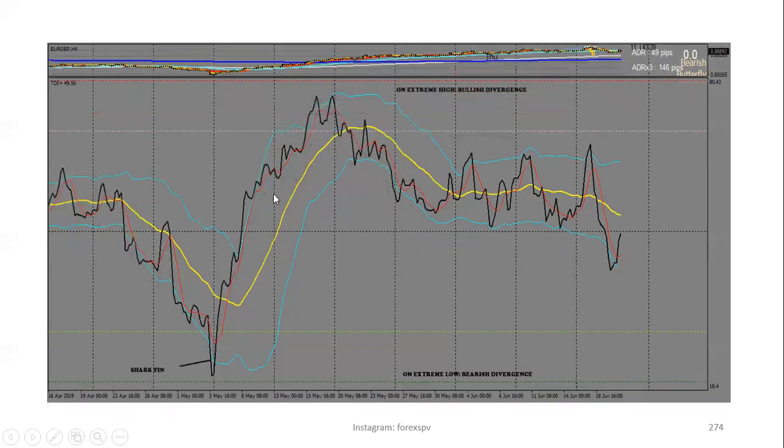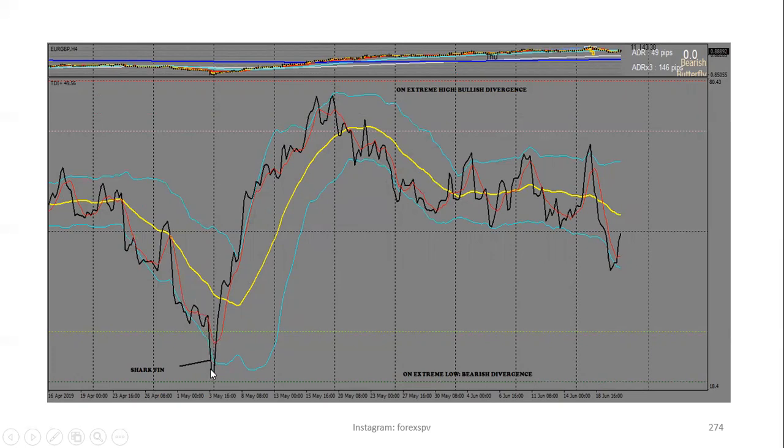So when the RSI price line, which is the black line, reaches these areas, the level extreme high, the level extreme low. On extreme high, we call it a bullish divergence. Like bulls have to be exhausted and we're expecting a reversal. On extreme low, we call it a bearish divergence. Bears have to be exhausted and we are looking for reversals there. So when the RSI price line reaches this level, we have to look for reversals in the market.